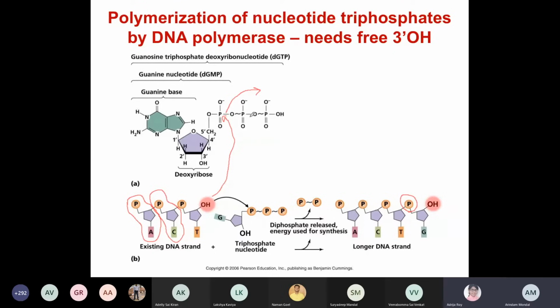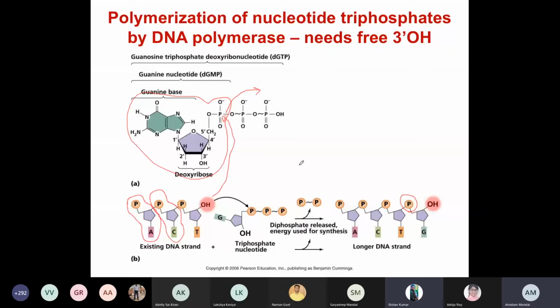Yeah, this is just to show that these two moieties will be released. Once you perform a nucleophilic attack, there will be a negative charge over here. As a result of that, this particular part will be released. So this moiety will not become a part of the DNA. This will be removed, whereas up to this part, it will be incorporated. So this is the chemical basis of the DNA polymerization process.